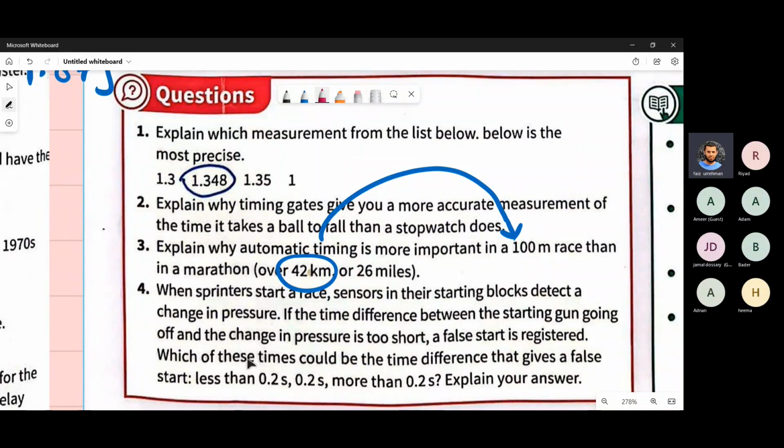No, but both are races. 100-meter is also a race. Marathon is also a race. In which race is it better to use automatic timing? In what type of races? Adam? I don't know, mister. Okay, Amir. Because in a 100-meter race there is less time, so the delay time will affect the race. But the 42-kilometer marathon takes a long time.